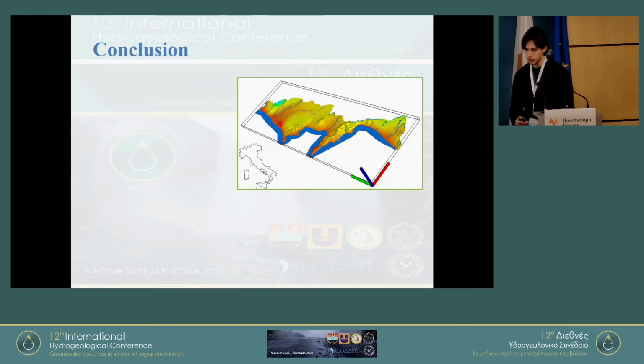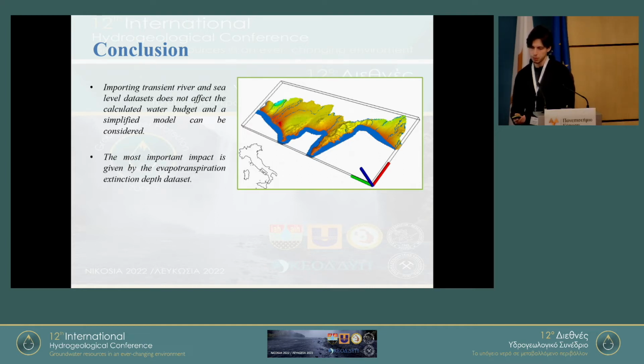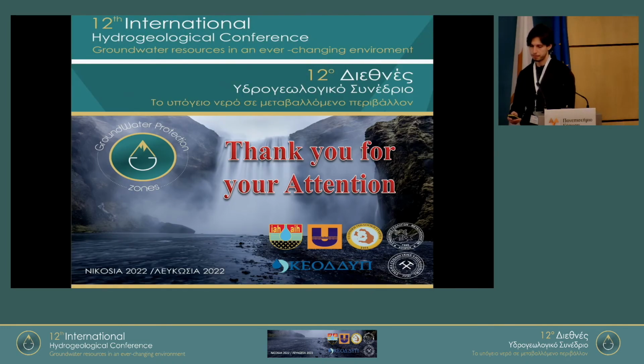So to conclude, as we expected, the transient input datasets influenced the water budget differently, and in particular, importing transient river and sea level datasets does not affect the calculated water budget, and therefore a simplified model can be considered. The most important impact, as I said, is given by the evapotranspiration extinction depth dataset. Moreover, the total volumetric flow budget highlighted the pivotal role of both the recharge and the evapotranspiration components, so their pattern throughout the simulation should be precisely estimated. Thank you for the attention.